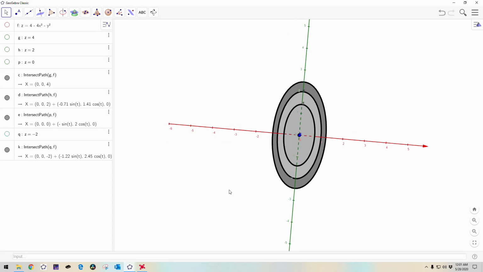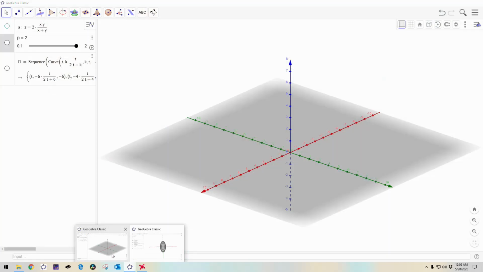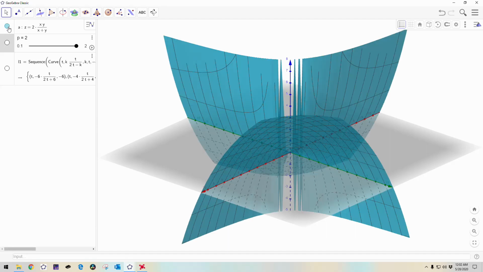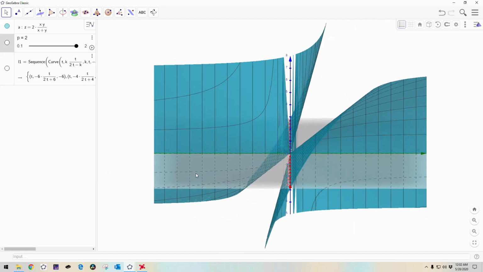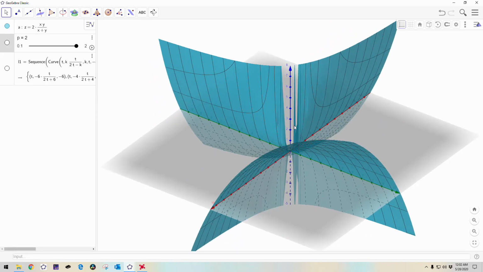Okay. Also, I wanted to talk about the other curve that we did, which was 2xy over x plus y. Here's what that graph looks like. Well, mostly. Even GeoGebra is having a little bit of trouble with this one. You can see this little strip in the middle.